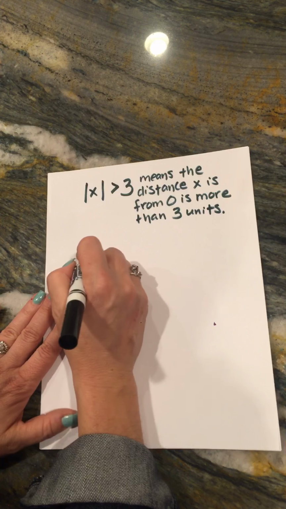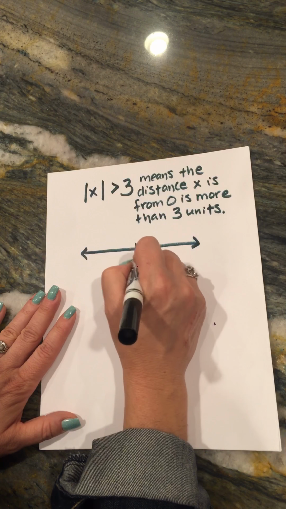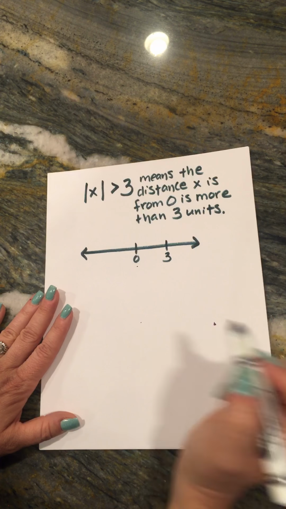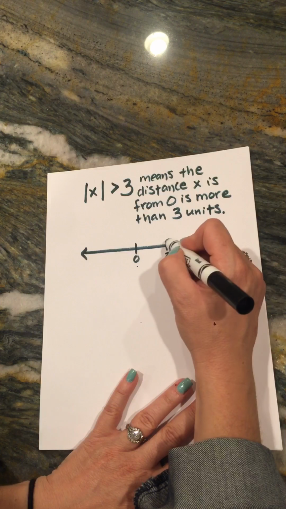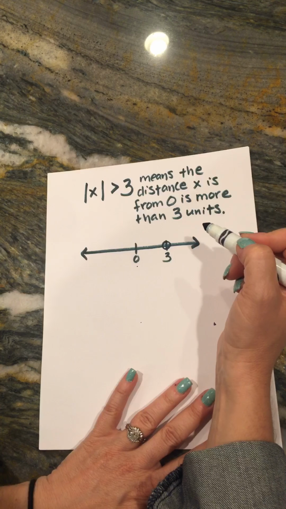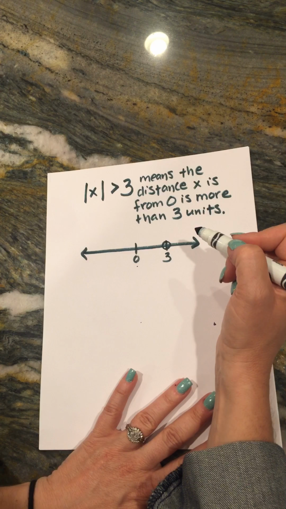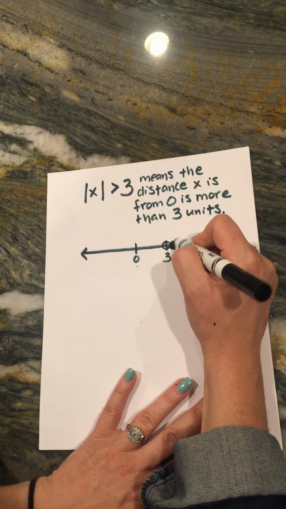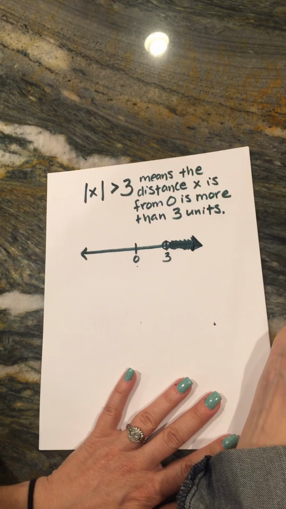So let's take a look at this picture. Here is 0, and here is 3. If we are more than 3 units away from 0, we can't be at 3, so open dot. Can we be at 3.1? Sure. How about 3.01 or 3.001? So we can be really close, but not quite to 3. So it's everything from here on.